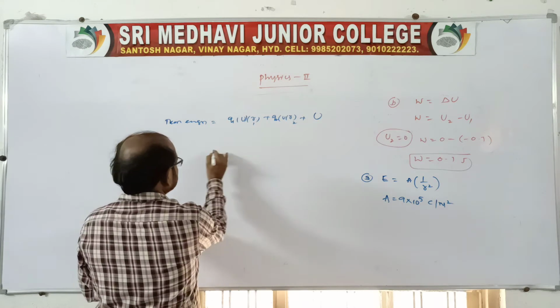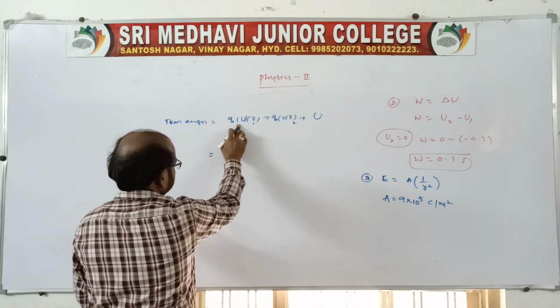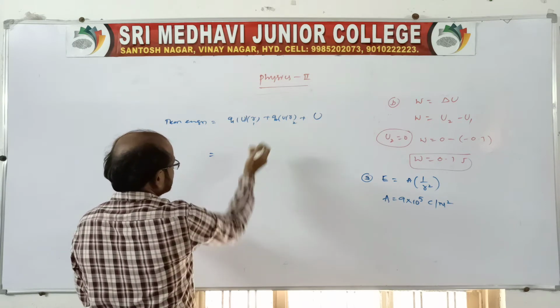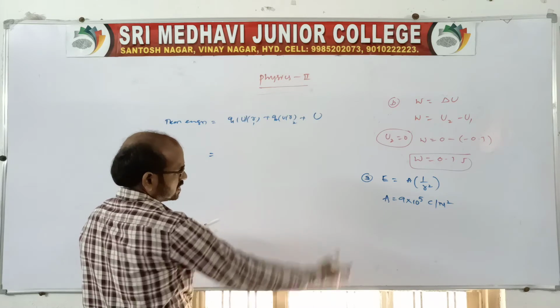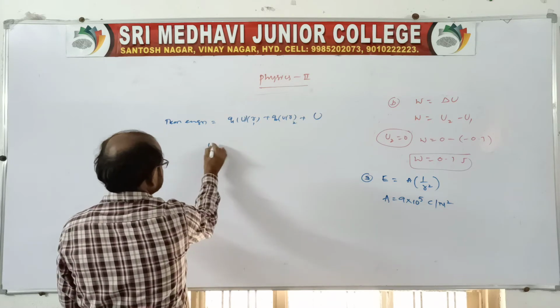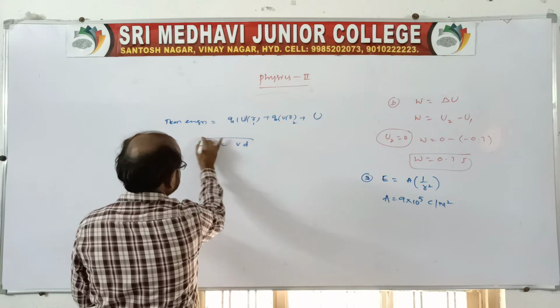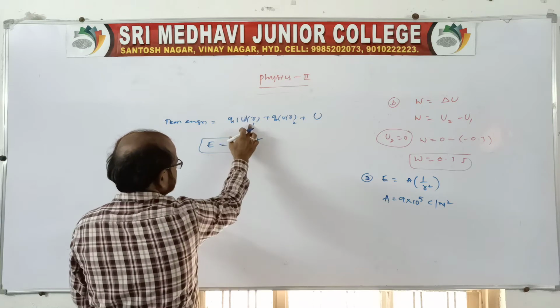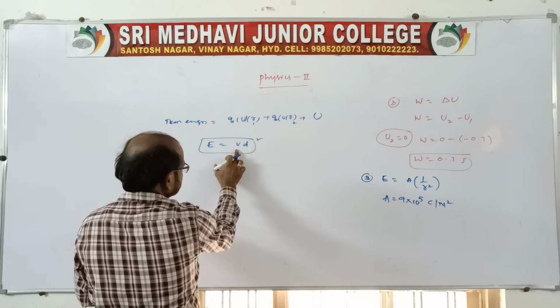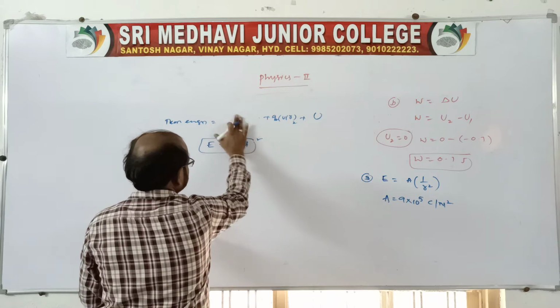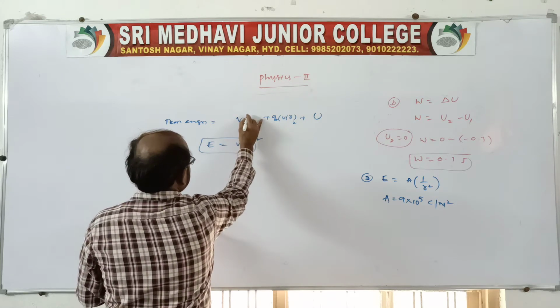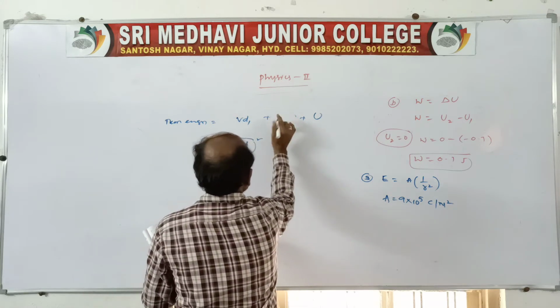Yes, of course, this is V into r, which is nothing but a distance. There is a relation, E is equal to V into d. According to this relation, d is the distance and V is the potential. So actually we can also write it like this: V into d1, and here V into d2.